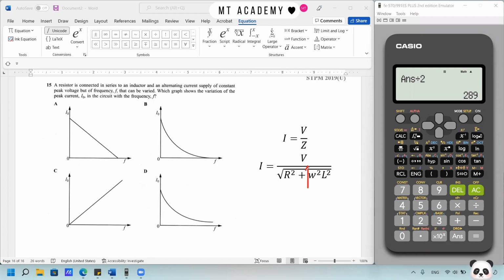So as the frequency increases, what we can expect is the current is decreasing, as I is inversely proportional to omega. So the expected answer is D. Okay, so probably someone might be curious about B, but the normal conventional graph for the reciprocal is D. So it is safe to choose answer D for this question.